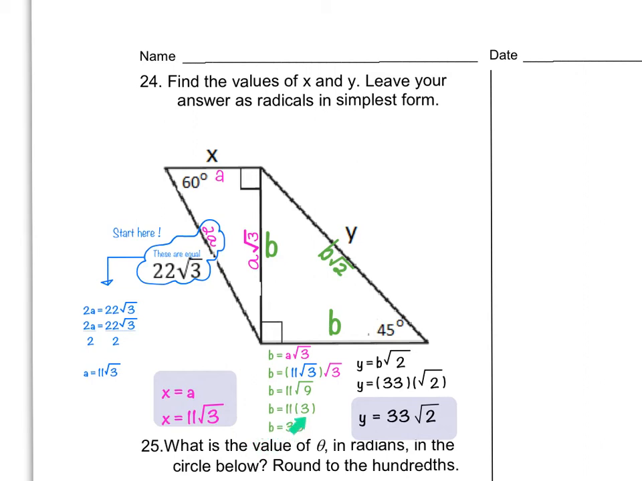That's very helpful for me to have found b, because I know that y is equal to b square root of 2. So if I set this up, y is equal to b square root of 2, and I now know that b is 33. All I need to do is put 33 in the spot of the b. And now I have 33 times the square root of 2. I cannot multiply them together because the 33 is not in the square root and the 2 is in a square root. So my answer for y is just simply 33 square root of 2.